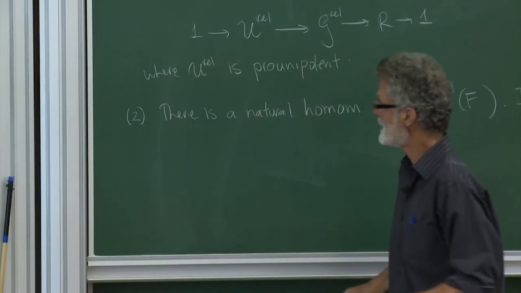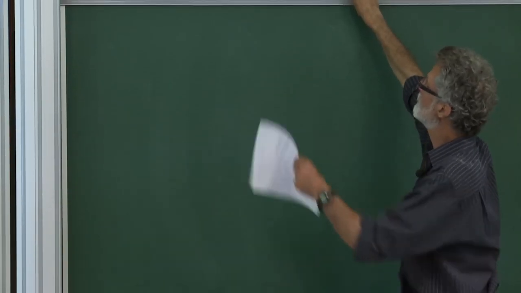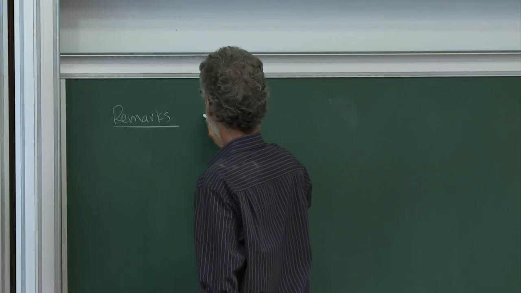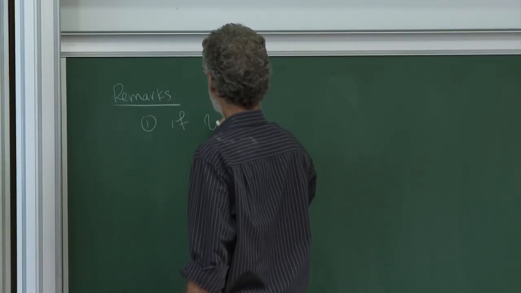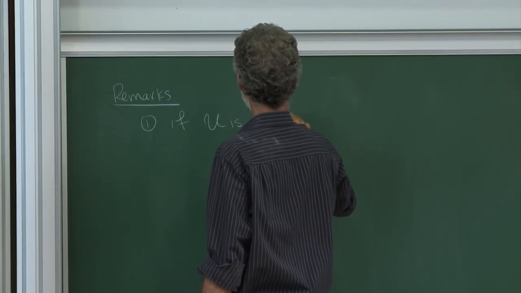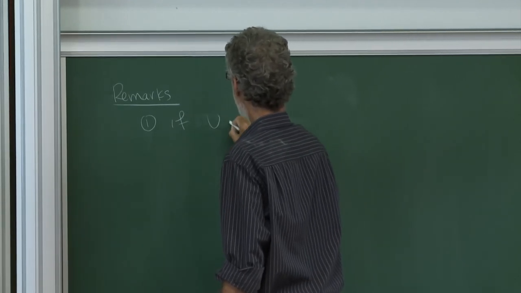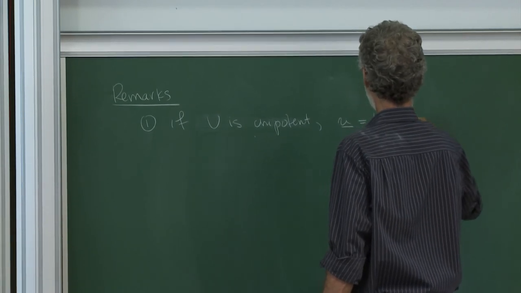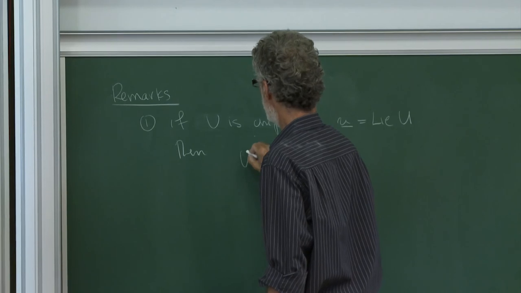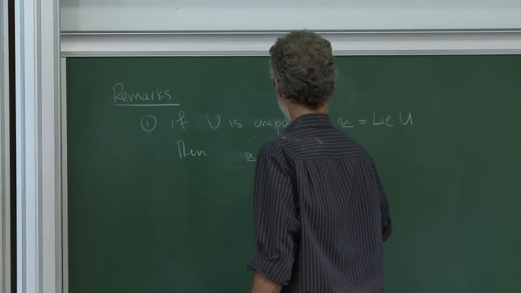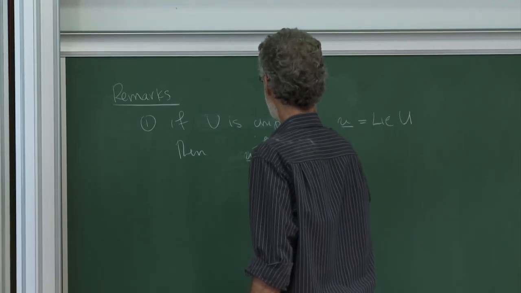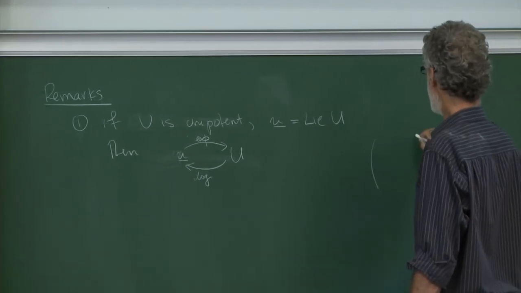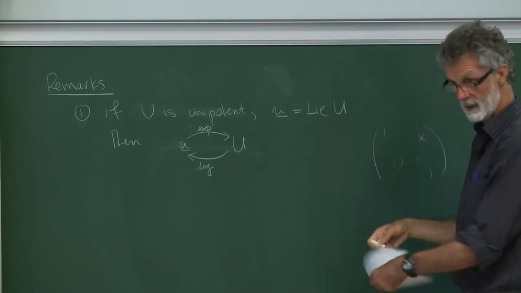Now, maybe here I'll just say some remarks. Suppose U is pro-unipotent. Well, maybe I'll start out with U unipotent, and let little u be the Lie algebra of U. Then you can easily check that the exponential map is a polynomial bijection, and then you've got a well-defined logarithm. That's just because every unipotent group can be moved inside this guy here, and then it becomes clear.